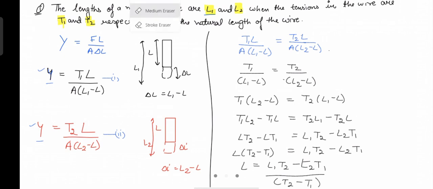I will just erase this small thing from here, and I will rewrite it. Let me quickly explain to you what is happening. First of all, the metallic wire's length was increased. That was L1, and at that time the temperature was okay. Then you just have to understand what is happening. Okay, this is how we will solve it.